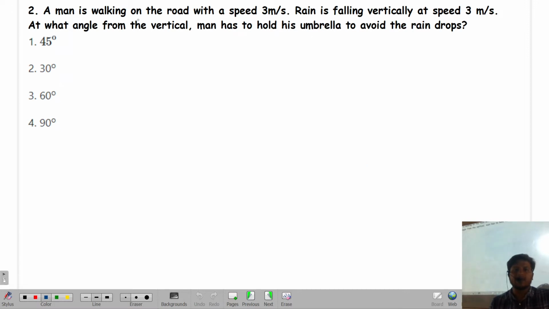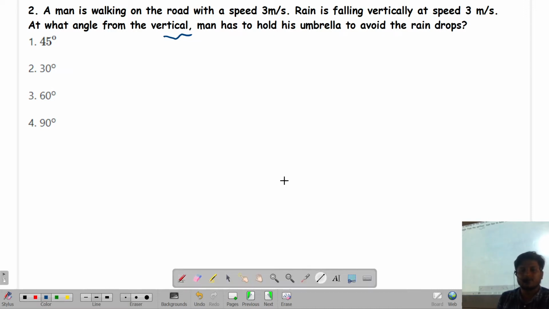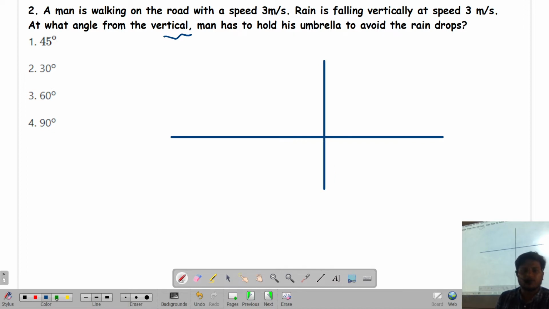Question number 2. A man is walking on the road with a speed of 3 meter per second. Rain is falling vertically at a speed of 3 meter per second. At what angle from the vertical should the man hold his umbrella to avoid the raindrops? Now look over here. What is happening? Hey, do not talk. In which direction is the rain falling? Vertically or not? Tell me yes or no. Rain is falling vertically. Got it or not? This is the direction of rain. How much is the speed? 3 meter per second.